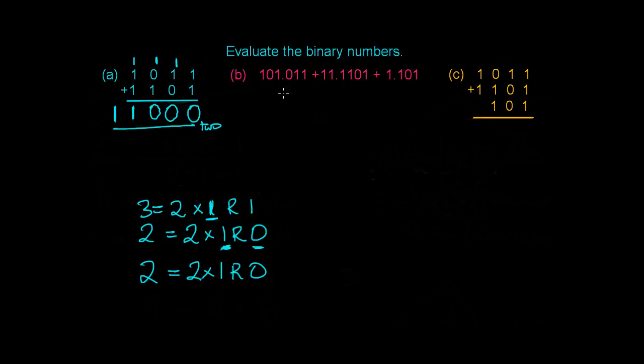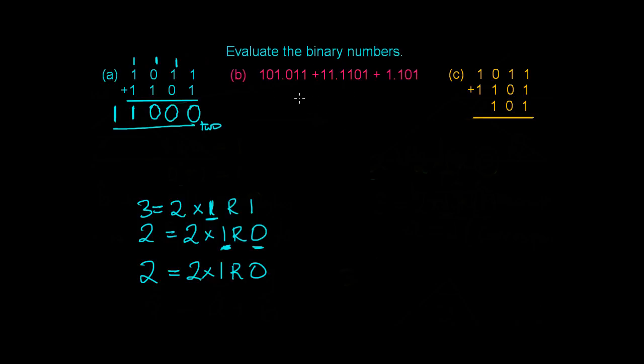So we'll go to the next one. Now for this one here, we're asked to add these binary numbers. You notice this is 101.011, 11.1101, 1.101. Now these points here are not called decimal points, they are called binary points, because the numbers are binary numbers. So what we'll do is arrange these binary numbers according to the binary points.